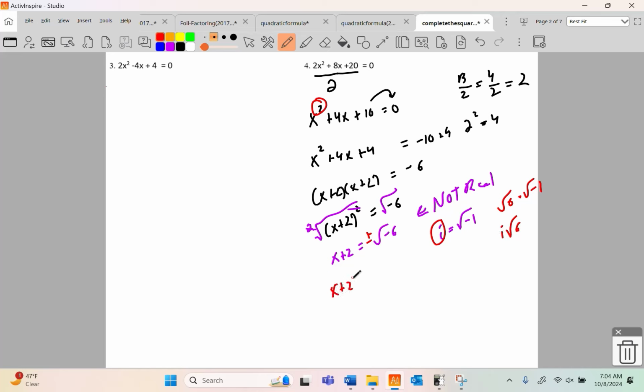So x plus 2 equals plus or minus the imaginary root of 6. And then we shift the 2 over. x is negative 2 plus or minus the imaginary root of 6. So negative 2 plus an imaginary root of 6, or negative 2 minus an imaginary root of 6.